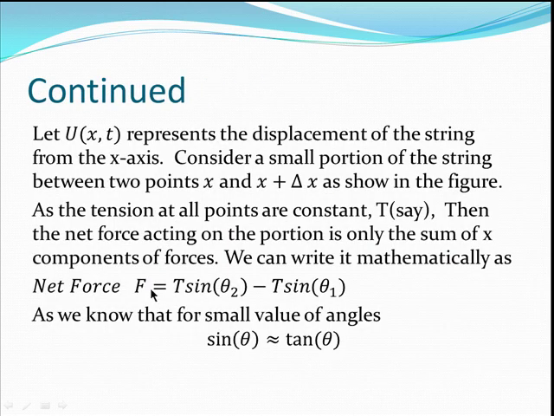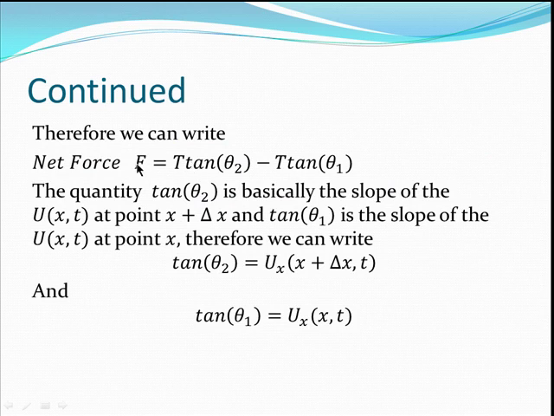So we will write F equals T sine theta 2 minus T sine theta 1. This is the net y component of the forces. We also know that for small values of the angle theta, sine theta and tangent theta become equivalent. If theta is small, then sine theta and tangent theta are approximately equal. So we can replace sine theta 2 by tangent theta 2 and sine theta 1 by tangent theta 1, and we will find an approximate force equal to T tangent theta 2 minus T tangent theta 1.